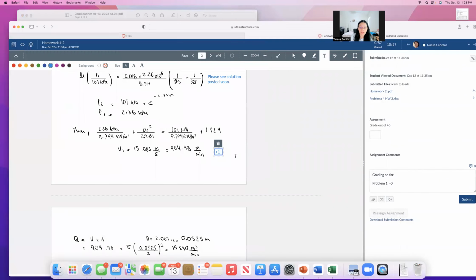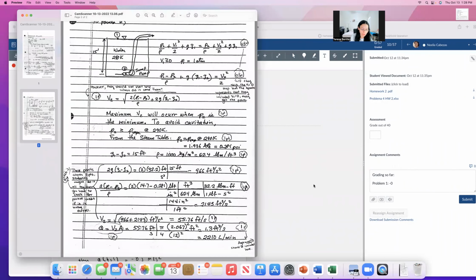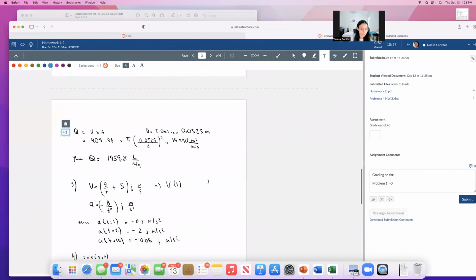And then I notice here that they also have the equation for Q, which is 1 point. It's 1 point over here, okay? I'm just trying to see where I can give the student some points. Now, unfortunately, nothing else is right.